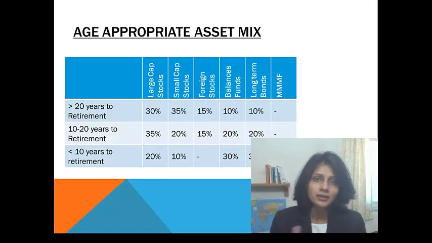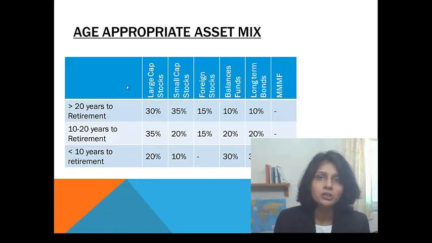Now again, let me elaborate a little on age appropriate asset mix. If you have more than 20 years left to your retirement, that means you have started in your career or you are just about to reach the mid-age career, then out of the holdings in stocks, you should have 30% in large cap stocks, 35% in small cap stocks.